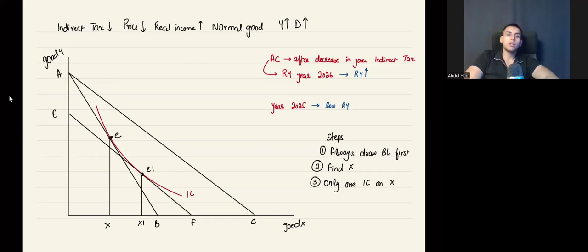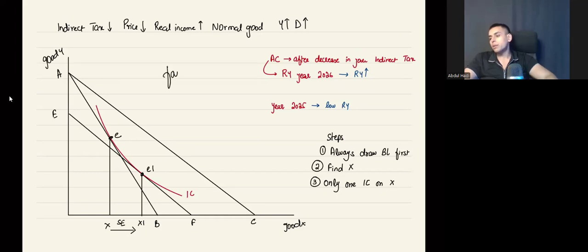Substitution effect, very good. How many indifference curves do I have? One only. And if I am traveling along one indifference curve only, I'll always get substitution effect. So from x to x1, I will get my substitution effect. Everything clear up till now? From x to x1, I will get my substitution effect.